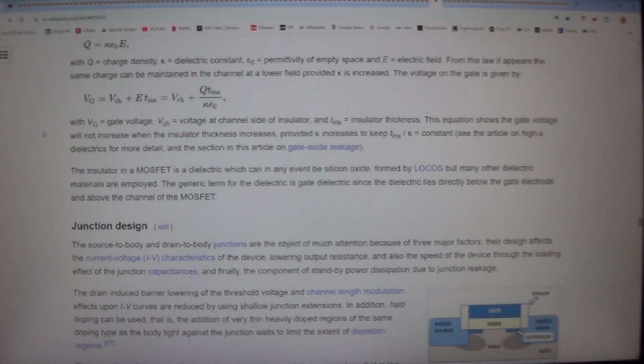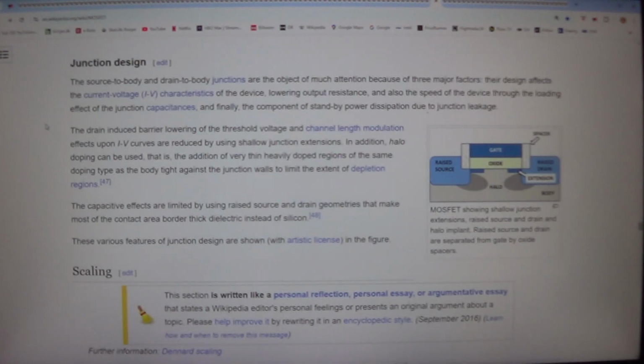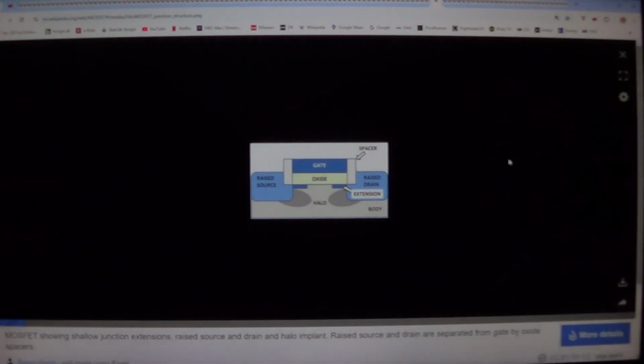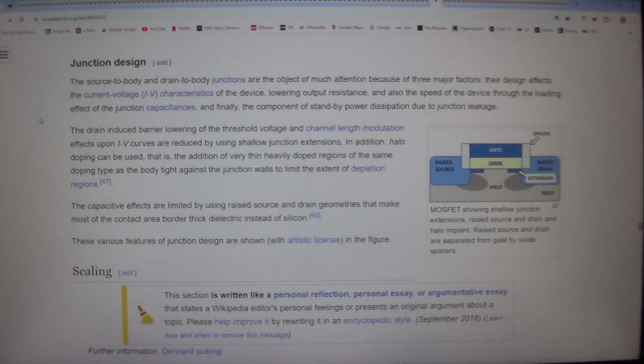Junction design. The source-to-body and drain-to-body junctions are the object of much attention because of three major factors. Their design affects the current-voltage (I-V) characteristics of the device, lowering output resistance, and also the speed of the device through the loading effect of the junction capacitances, and finally, the component of standby power dissipation due to junction leakage.